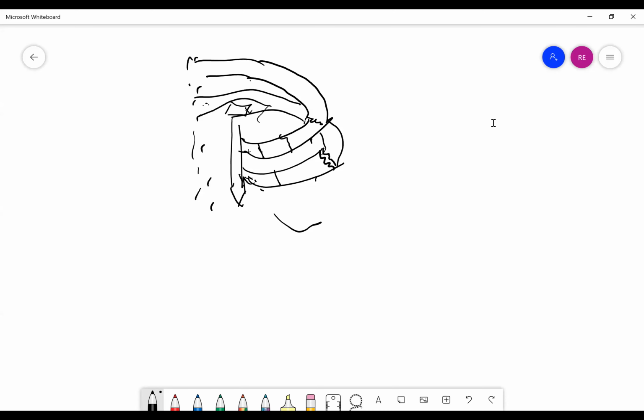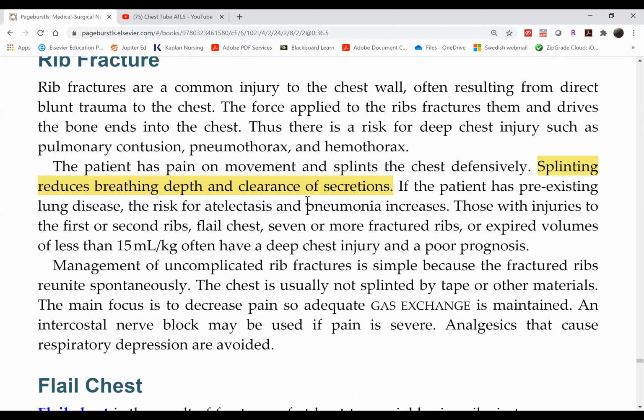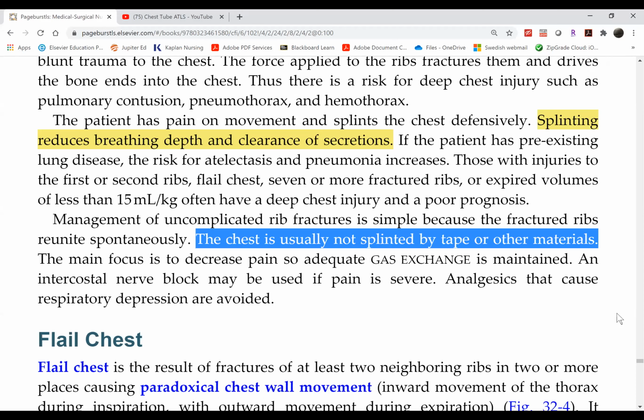No splinting. The reason is it will impair chest expansion. So if anything, you can just use your hand or maybe a pillow to splint, because it is painful whenever the patient takes a breath. When the chest wall expands, it causes strain on the fracture, so it's painful.